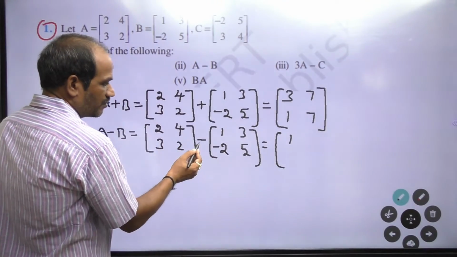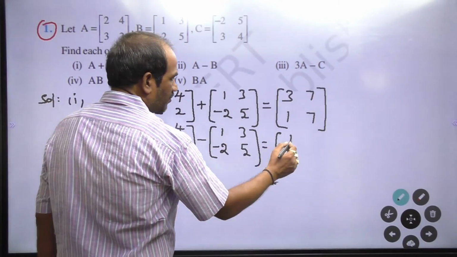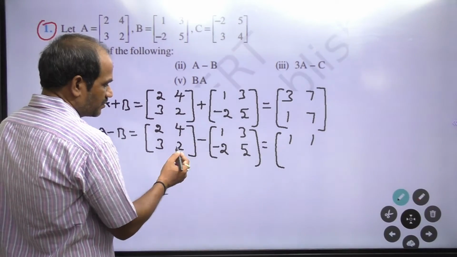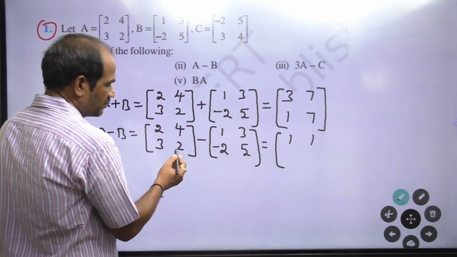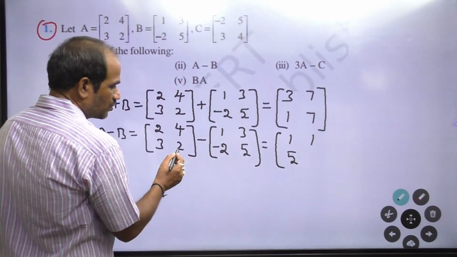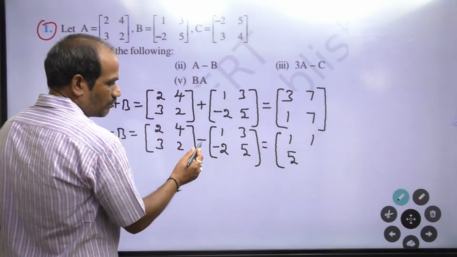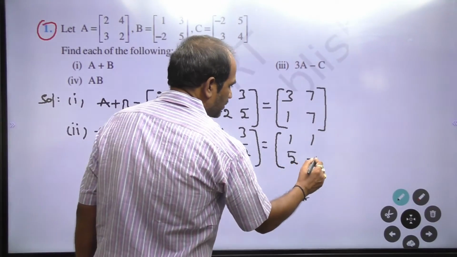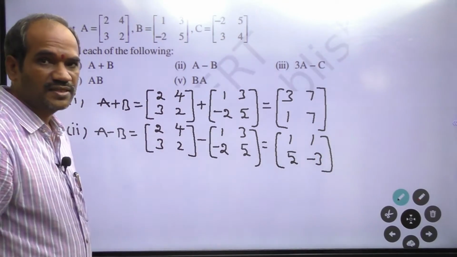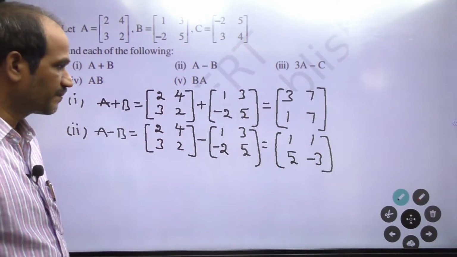Next, 4 minus 3 is 1. Next, 3 minus (minus 2) is 3 plus 2, which is 5. Next, 2 minus 5 is minus 3. So this is A minus B.